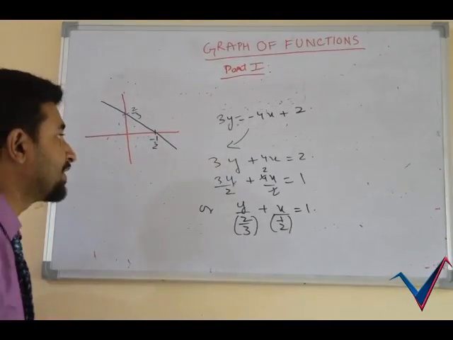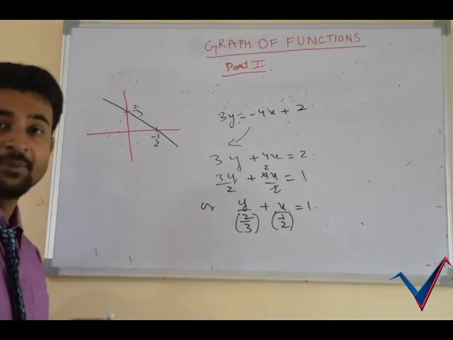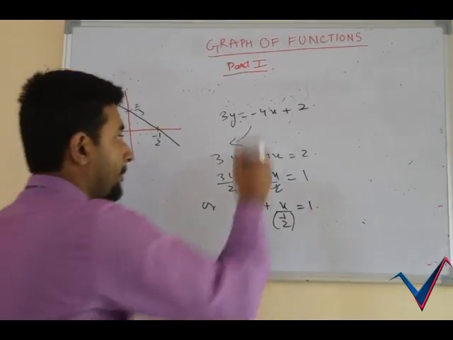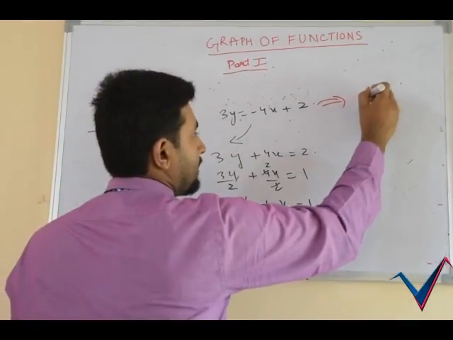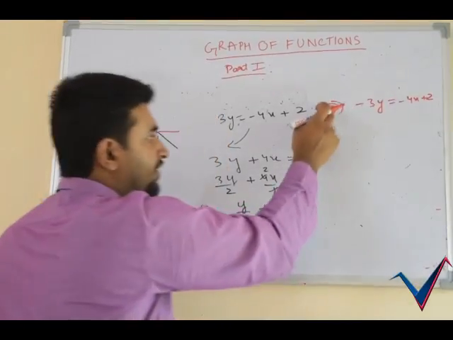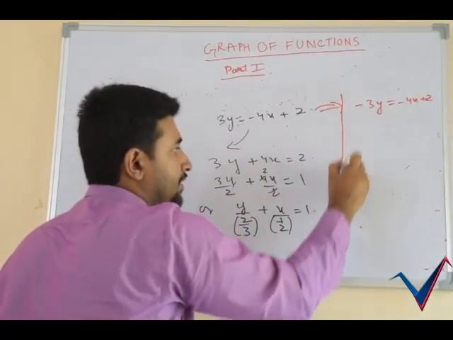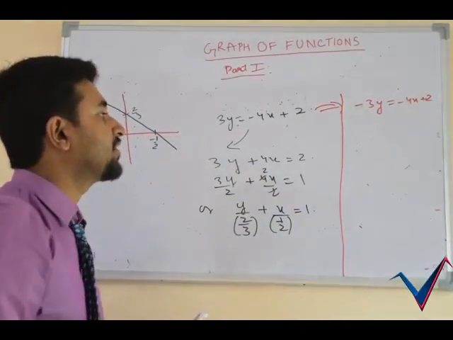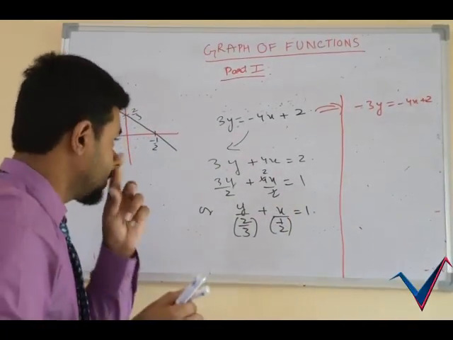Suppose the equation had been of this form: minus 3y is equal to minus 4x plus 2. This is actually a different question. Suppose the equation had been of this form. So what would you have done?